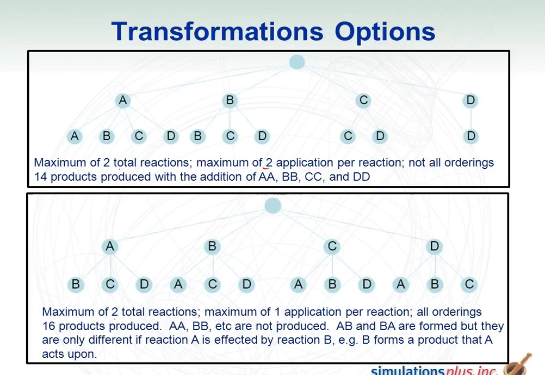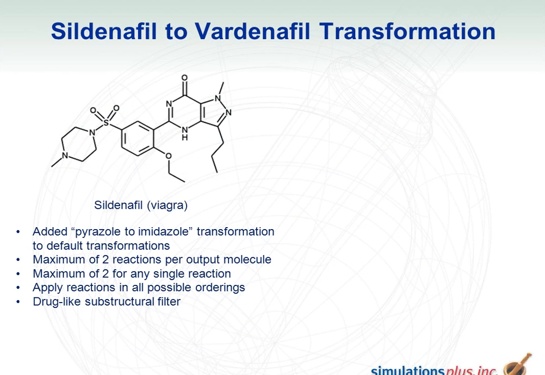Now let's briefly go back into the slides. And so now I want to demonstrate applying transformations to Viagra. So I created a custom file that would take pyrazole to imidazole transformation, and I just added it to the bottom of all the standard transformations, and then saved that as a new file. So I'm going to specify a maximum of 2 reactions per output molecule and a maximum of 2 for any single reaction, apply all the reactions in all possible orders, and again have the substructure filter on.